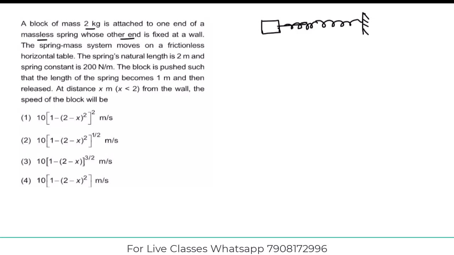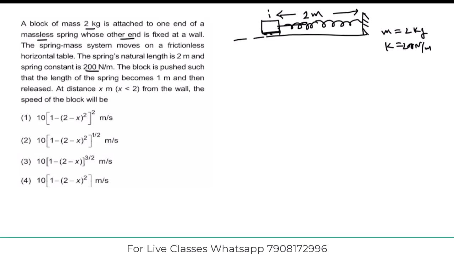The spring mass system moves on a frictionless horizontal table. So here is the table, so this mass can move through this. The spring's natural length is 2 meter. So this is 2 meter. And spring constant is 200 Newton per meter. So mass m is equal to 2 kg and spring constant k is equal to 200 Newton per meter.